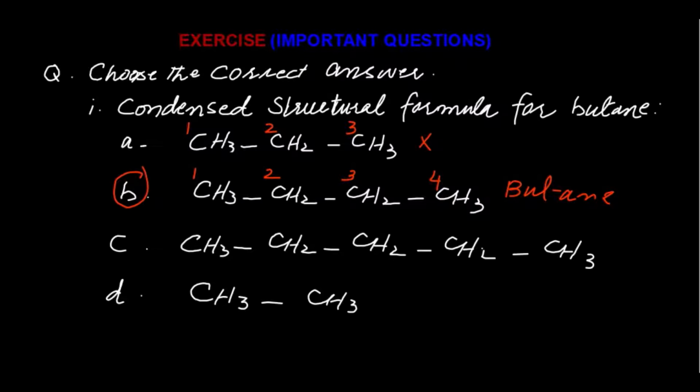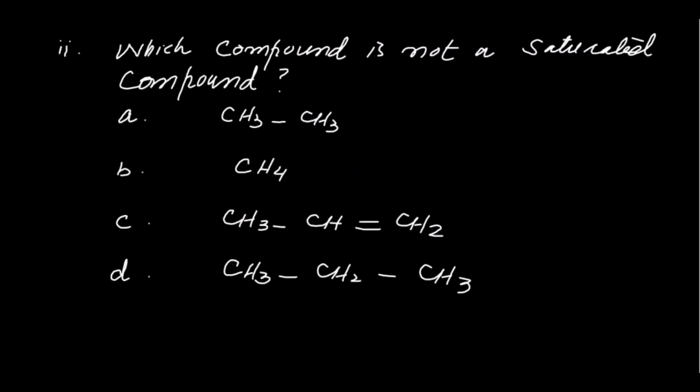Now students, option C is made up of 1, 2, 3, 4, 5. There are 5 carbon atoms. That's why this is also not correct. And option D is made up of 1, 2. So that's why it is also not correct, because it is made up of 2 carbon atoms. So which is the correct option? Option B is the correct option, because this compound is made up of 4 carbon atoms, and all the 4 carbon atoms are connected with the help of single covalent bond. I hope this is clear, students.